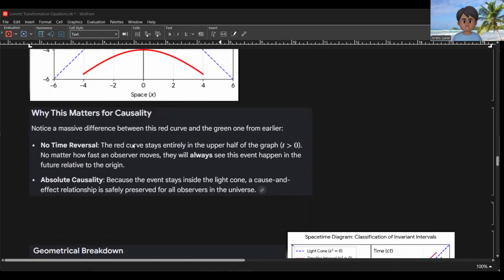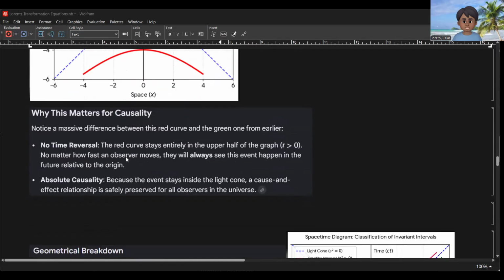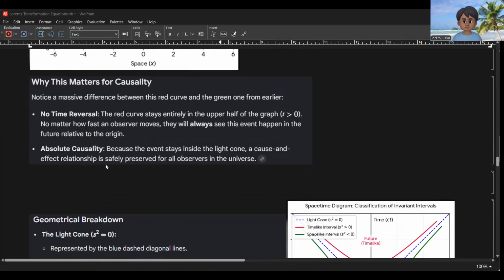So why does this matter for causality? Notice the massive difference between this red curve and the green one from earlier. The green one is the space-like curve, which allows time reversal. The red curve stays entirely in the upper half of the graph, so time is greater than zero. No matter how fast an observer moves, they will always see this event happen in the future relative to the origin. Because the event stays inside the light cone, the cause and effect relationship is preserved for all observers in the universe.